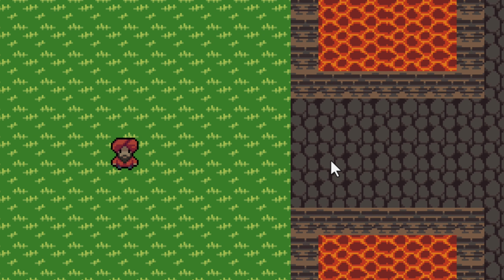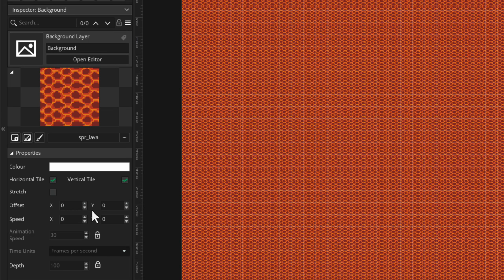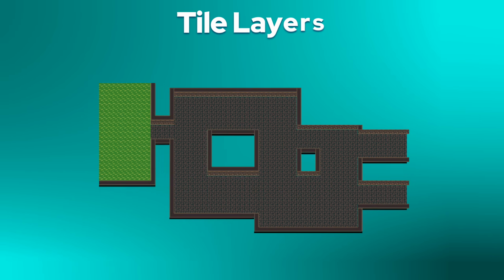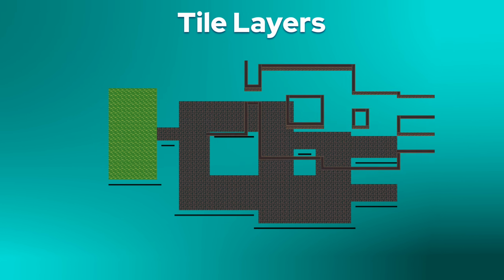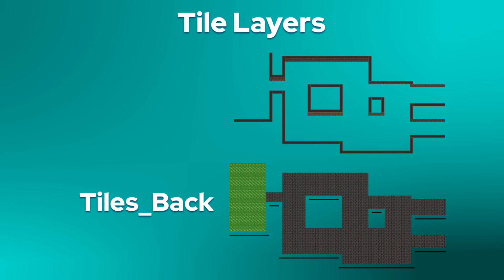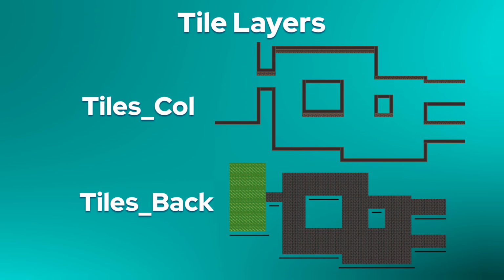Now in the game, we want this lava background to keep moving. So we're gonna give it a speed of 0.05 in both axes. This value is really low because our game has a low resolution and that's why this needs to be a really small value. Let's make our tile layers now. We'll have 2 tile layers, one for the background tiles and one with the actual collision tiles that the player can't walk through, and that layer is gonna have the walls.